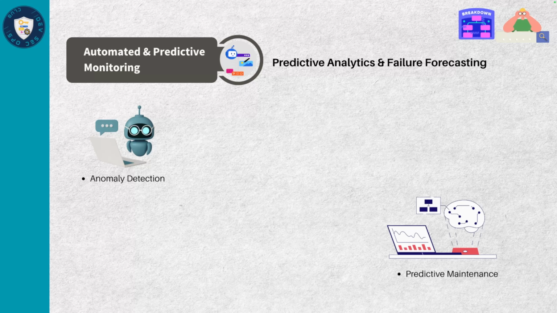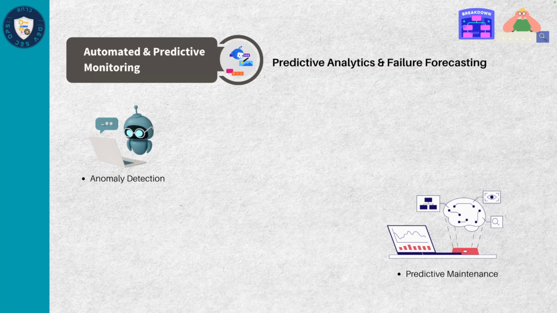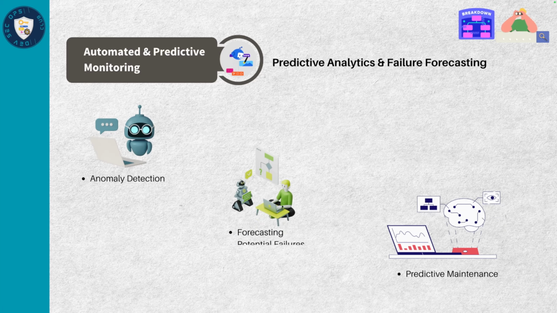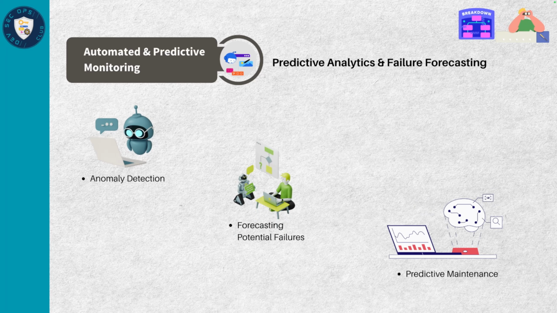Right? Then we have predictive maintenance. AI predicts hardware degradation and schedules prevention. Forecasting potential failures using data models to detect vulnerabilities and proactively address issues. So it's something like, if you are doing something, AI immediately analyzes and tells you, okay, this is wrong, or something like that. But it's completely without human intervention.